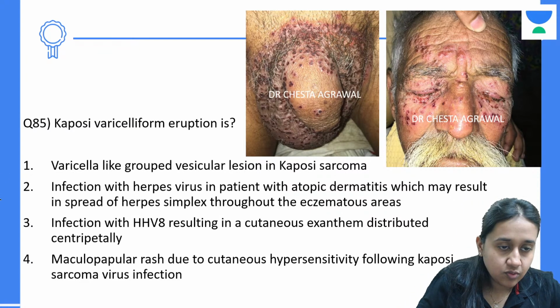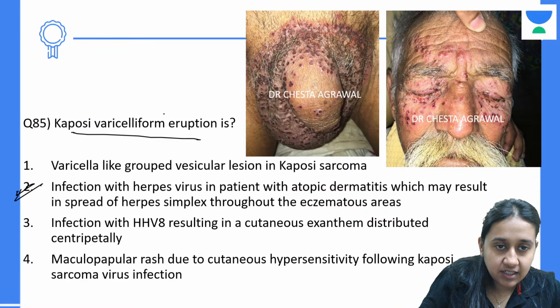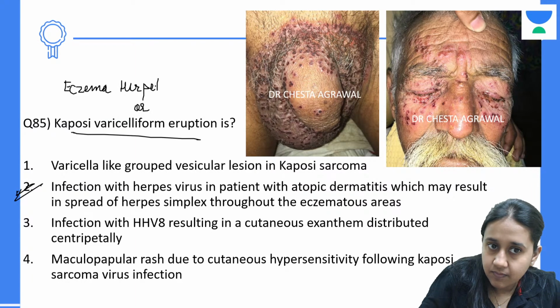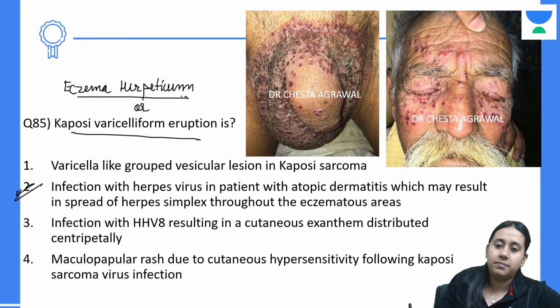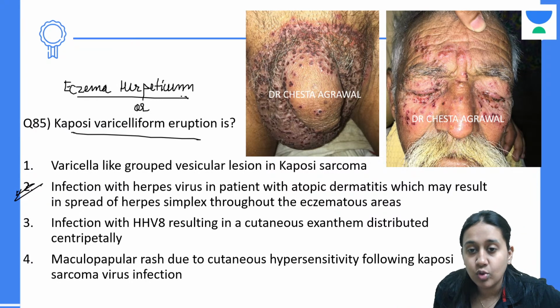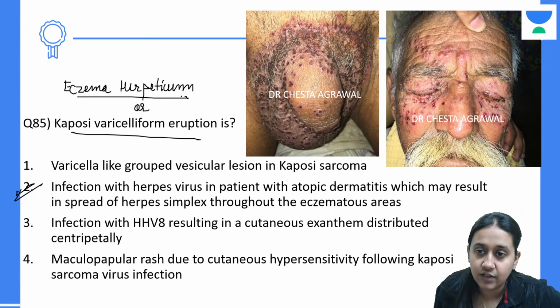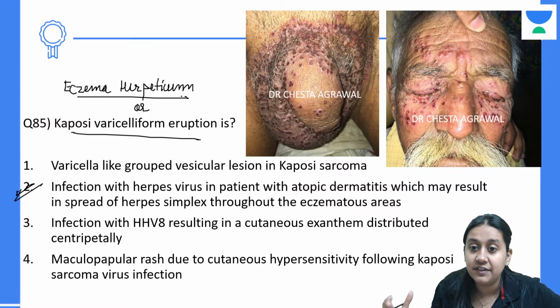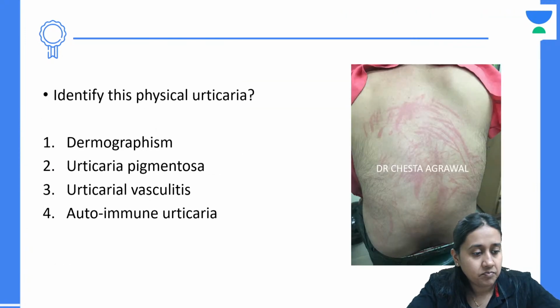Great. The answer is option number 2. This is nothing but another name given to eczema herpeticum. Here you have grouped vesicles on the angle of the mouth or on the genitals. But because of underlying atopic dermatitis, you even get them spread over different areas like eczematous areas, and that is why it is called eczema herpeticum.